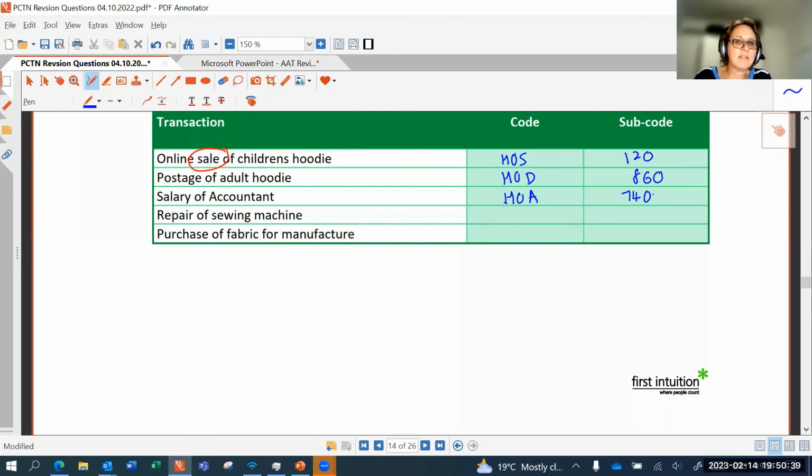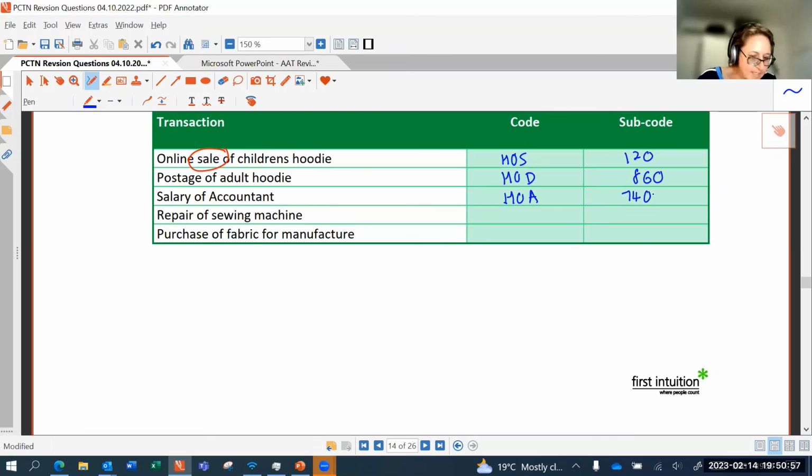The direct costs tend to be associated specifically with individual units of production, making of them, in this case, posting them, but not the accountant's salary. They would be indirect. Well done.